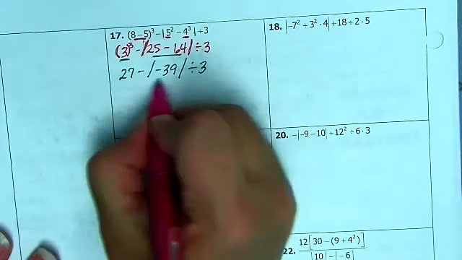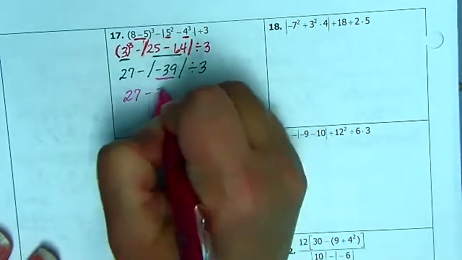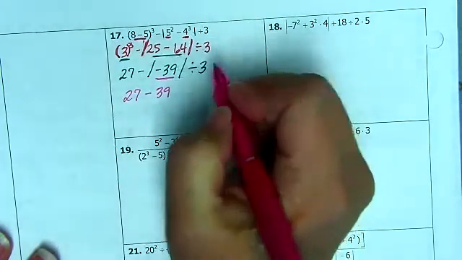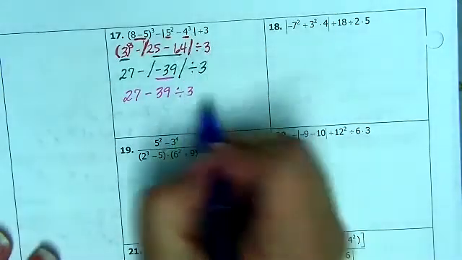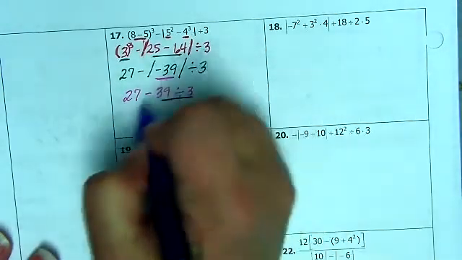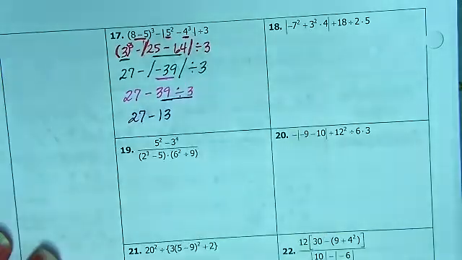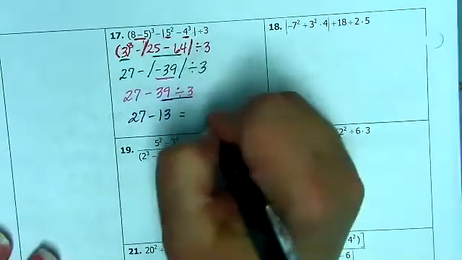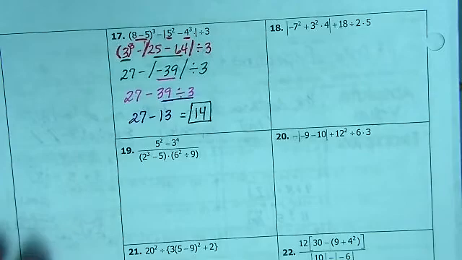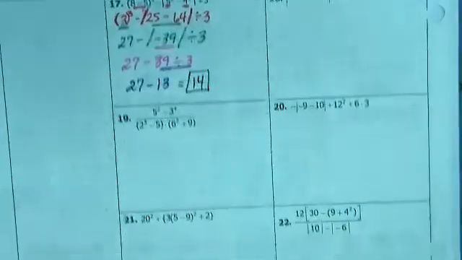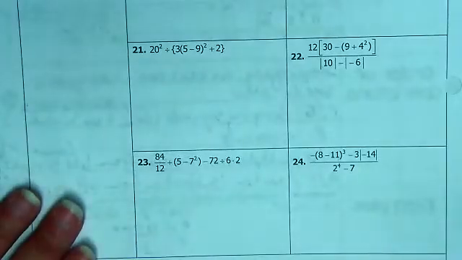Now I'm going to do the absolute value, and I end up with 27 minus 39, because the absolute value of negative 39 is 39, divided by 3. Now I'm going to do the division. So I'm going to have 27 minus 13, which gives me a final answer of 14. And yes, you have to show every single step of calculation. All right, 2 more. Just trying to show you plenty of examples so you'll know how to map through the problems.